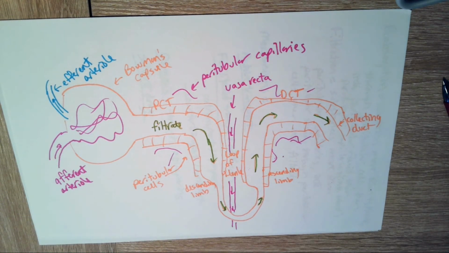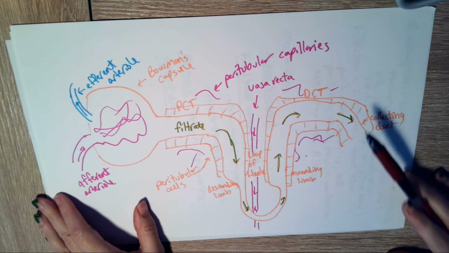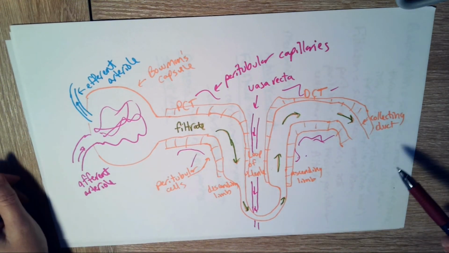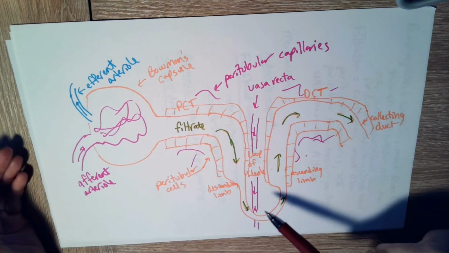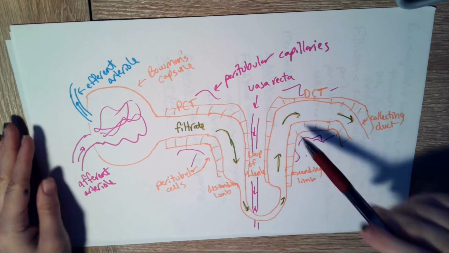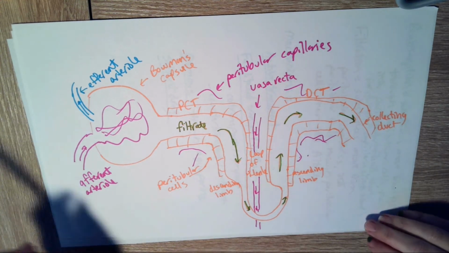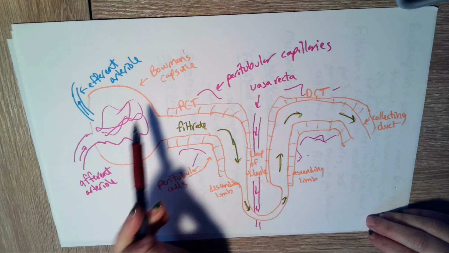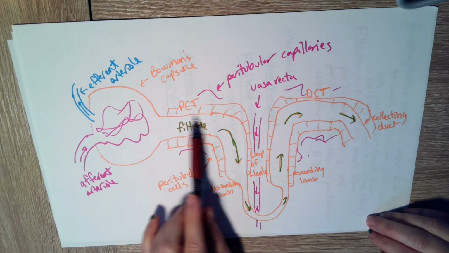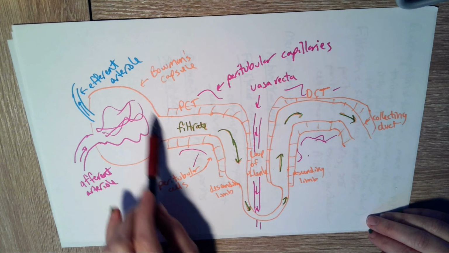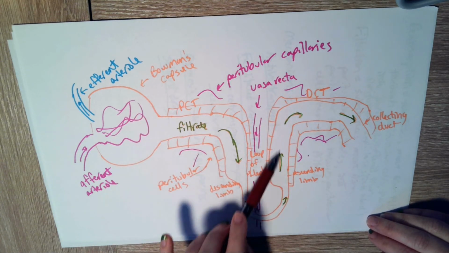Okay, so let's get into the fun part of the kidneys, which is reabsorption and filtration in the renal tubule. So, first, the structure. If you read the slides, you'll have this idea of what the structure of the renal tubule looks like. We know we start at the renal corpuscle, which we just went over in the previous video. And now we're in the renal tubule.